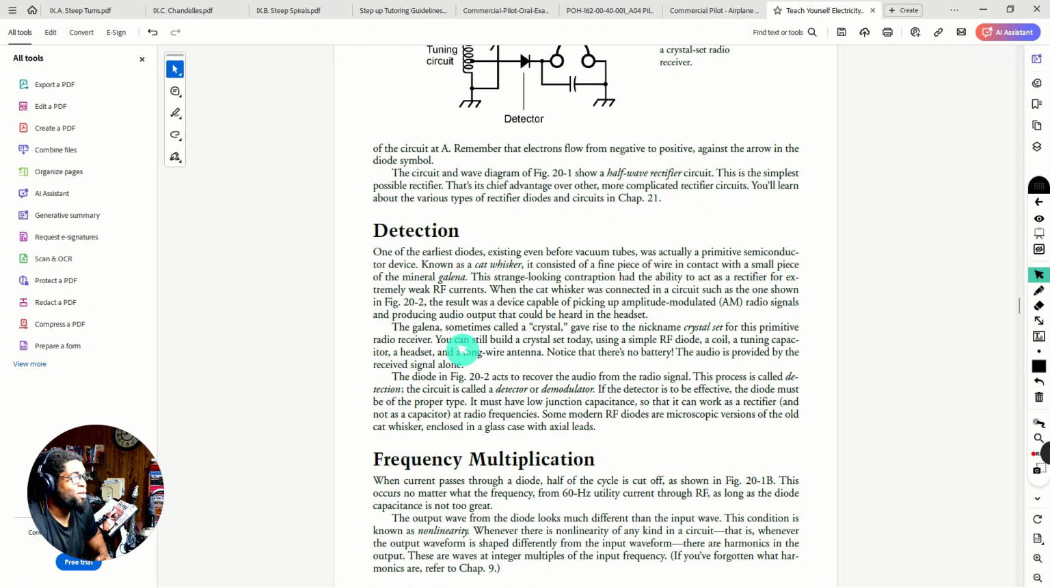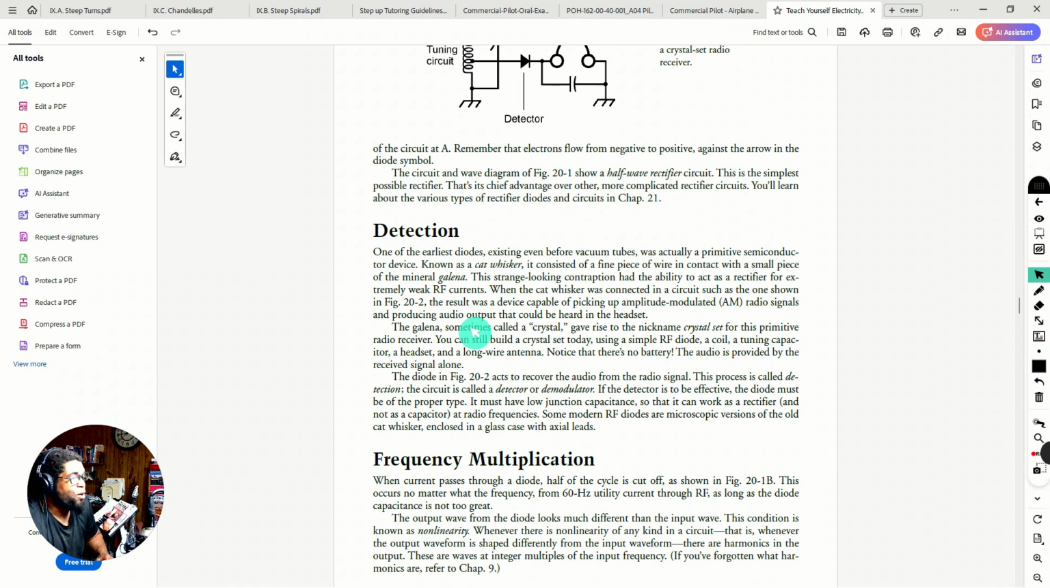You can still build a crystal set today using a simple RF diode, a coil, a tuning capacitor, a headset, and a long wire antenna. Notice that there's no battery. The audio is provided by the signal that's received by the receiver alone.